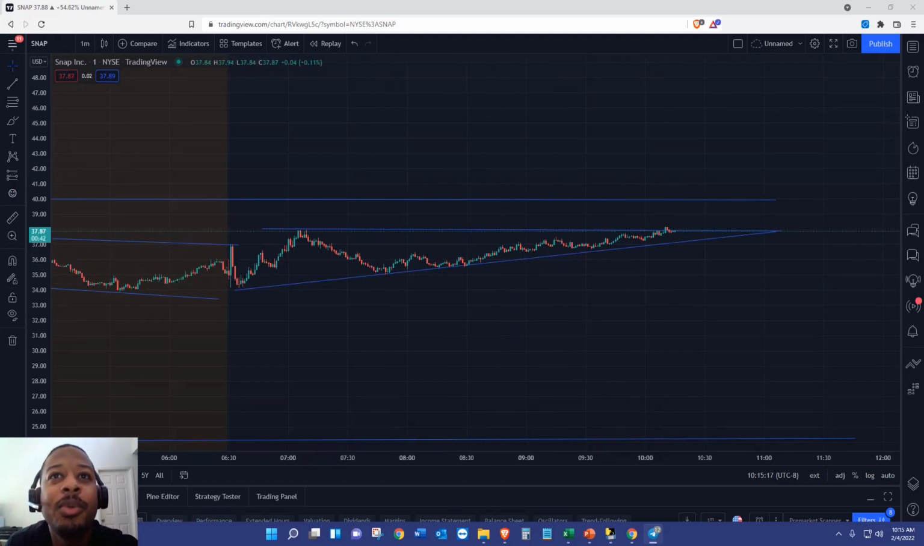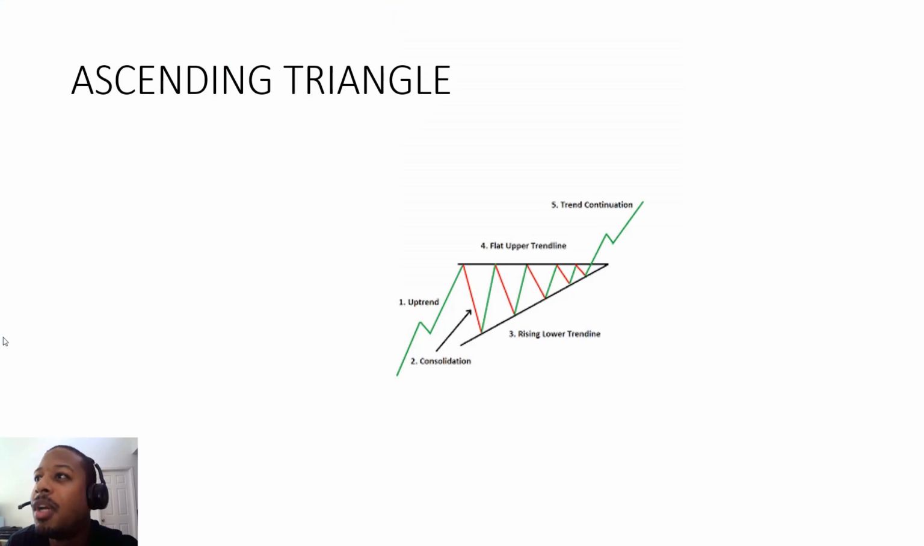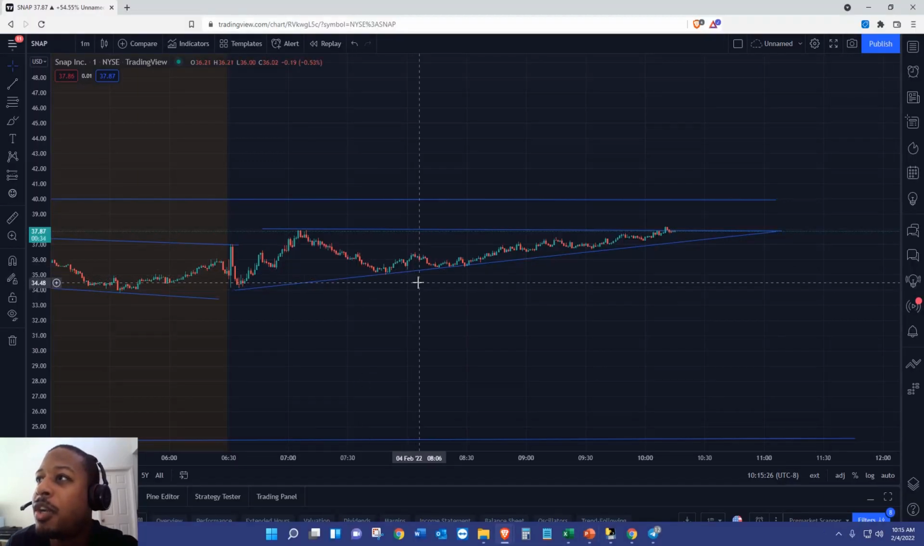The ascending triangle, that's what you're looking at. So you pretty much follow that guide right there, and that shows you how to see the ascending triangle form.